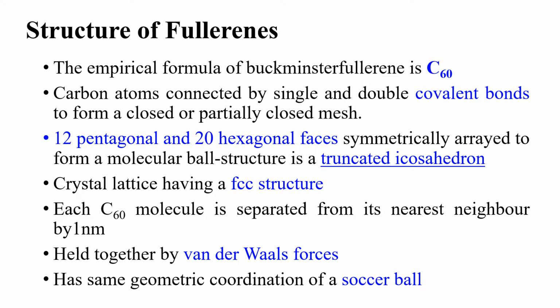Structure of fullerenes. Fullerenes consist of 60 carbon atoms connected by single and double covalent bonds to form closed structures. They have a truncated icosahedron structure which resembles the geometric coordination of a soccer ball, having 12 pentagonal and 20 hexagonal faces. Its lattice is FCC. Each C60 molecule is connected by van der Waals force with a separation of 1 nanometer.